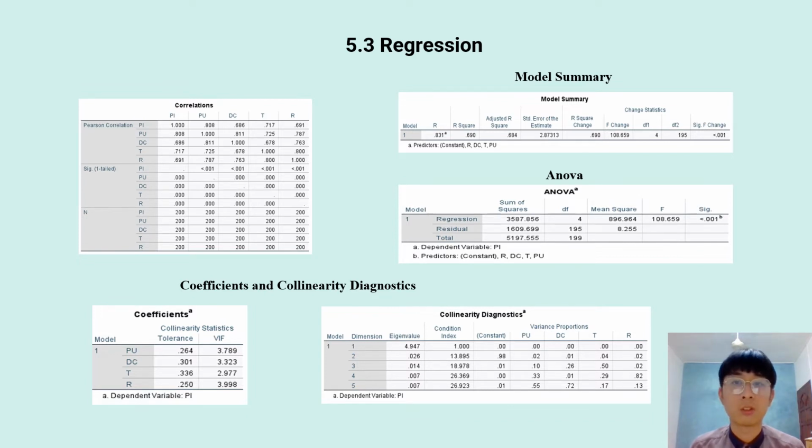First is correlation. The table shows the correlation of purchase intention with perceived usefulness, design creativity, trust, and responsiveness, based on n equal to 100 observations.